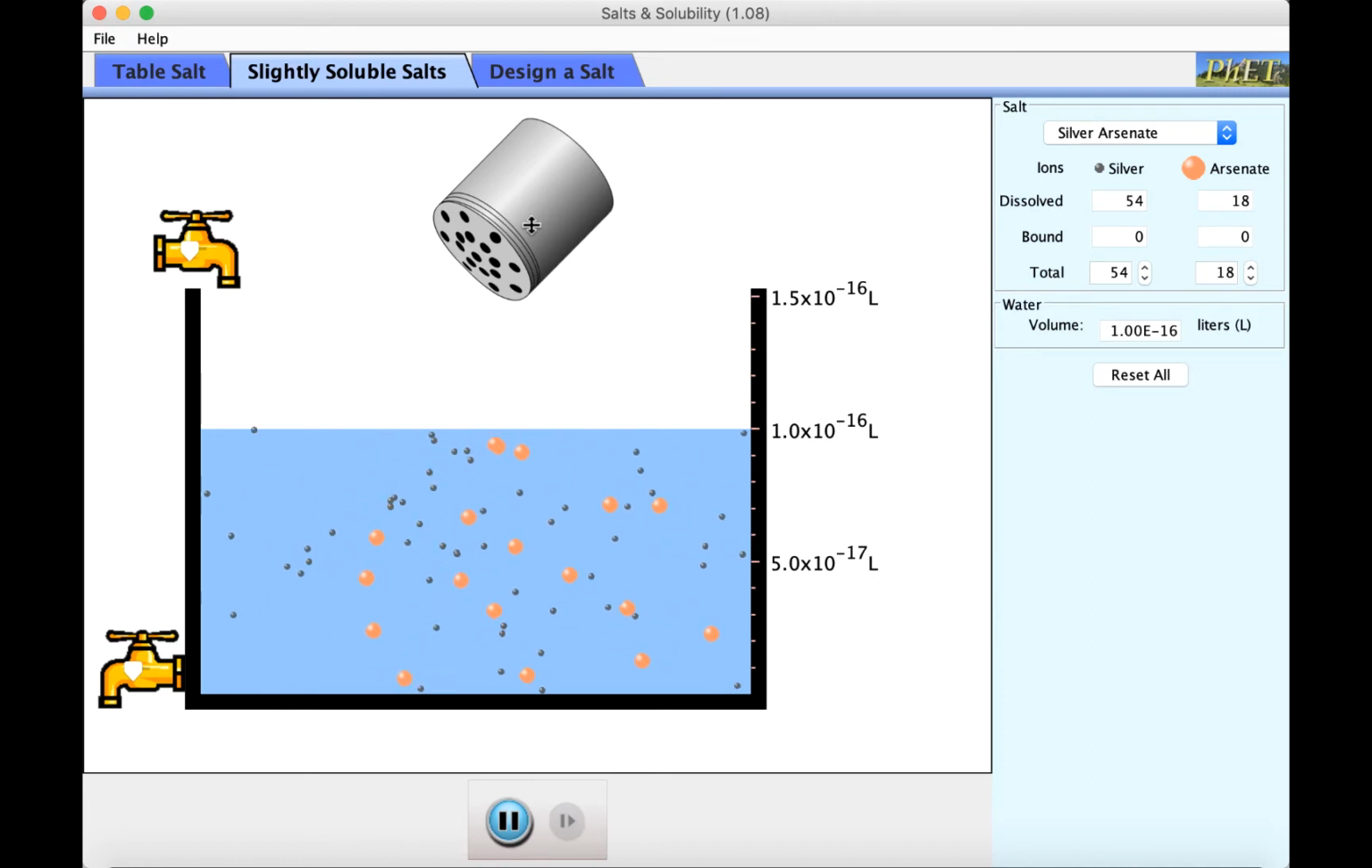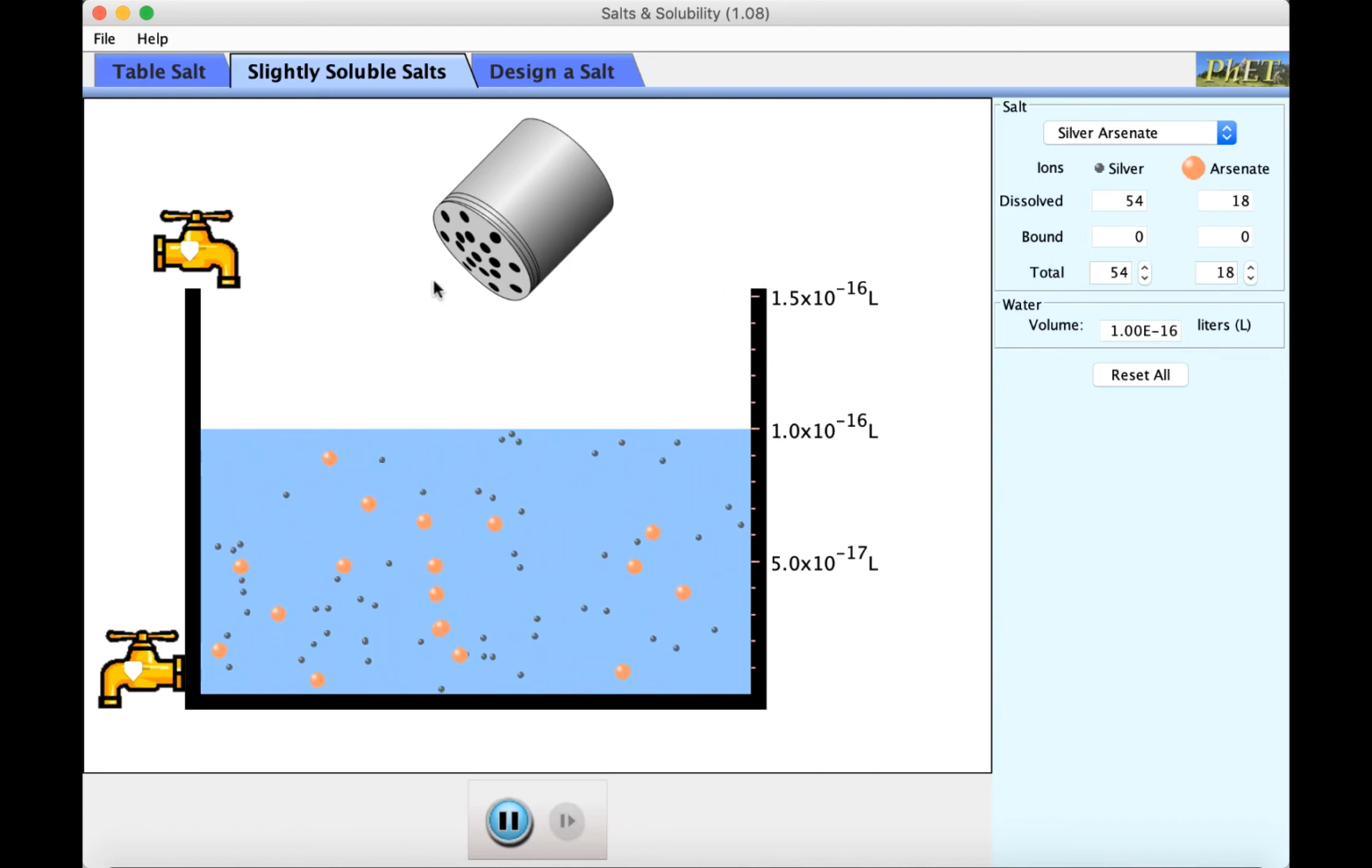And at this point, you're probably saying, doesn't look a whole lot different. One thing that is different, however, is that we see differing numbers of particles here: 3 silvers dissolved to every 1 arsenate, and that's because we have a difference in the oxidation states of the silver and the arsenate. And you can probably figure out what the formula of silver arsenate is by looking at the ratios of the particles. One thing we still see, though, is that the bound particles, meaning particles that have not dissolved, are still right now at 0.